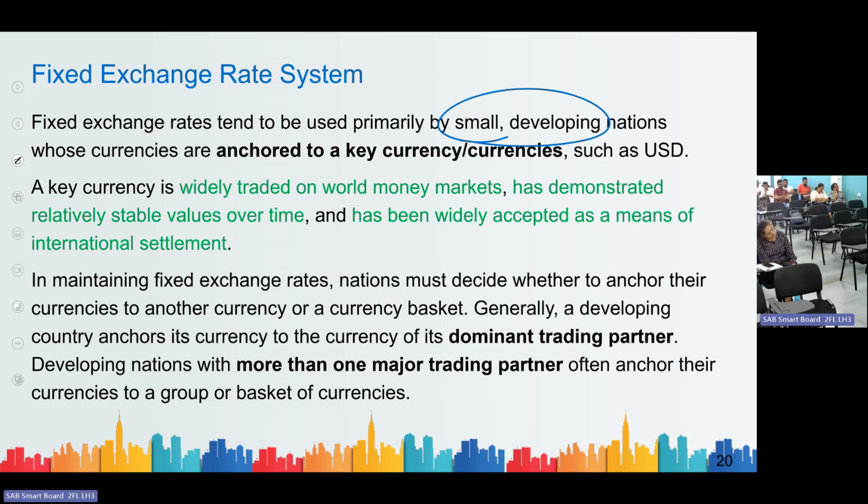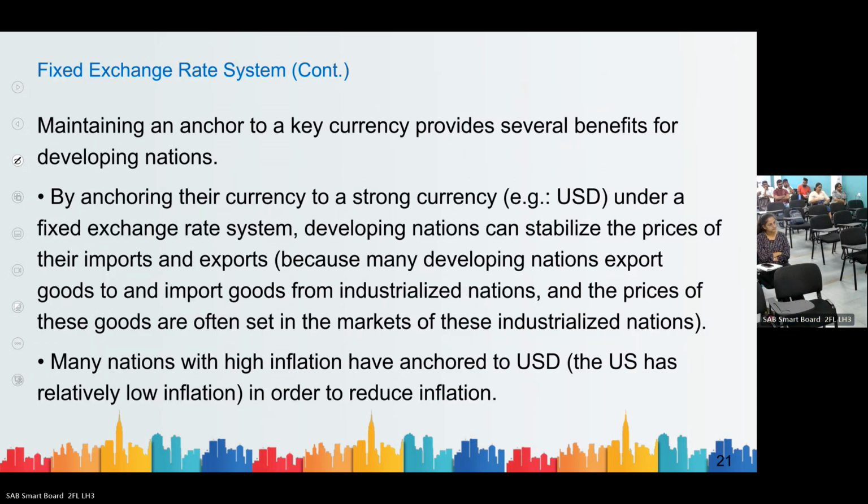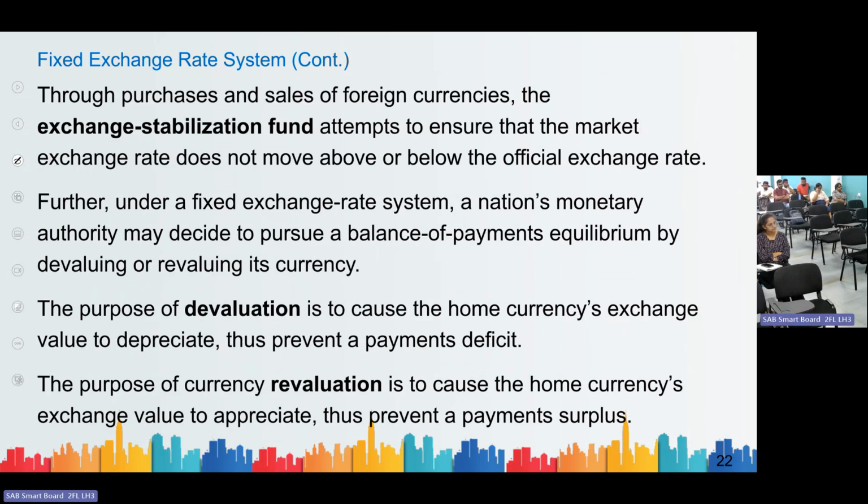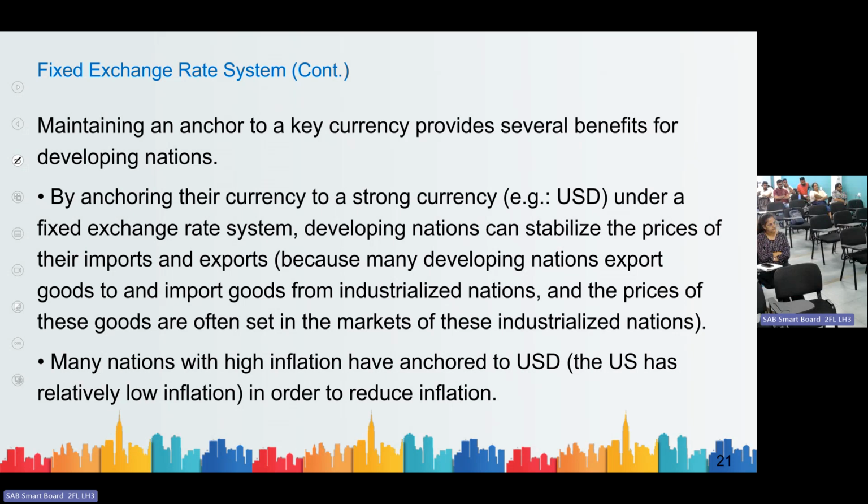Such currencies can be pegged or anchored to strong currencies. Strong currencies are the key currencies that are widely traded in the world money market, stable over time, and widely accepted. So, for example, the USD. Some poor developing countries that are facing recessions and very high inflation can peg their local currencies to strong currencies like the USD. I'm not going to explain these things in detail. You can read them for your knowledge.